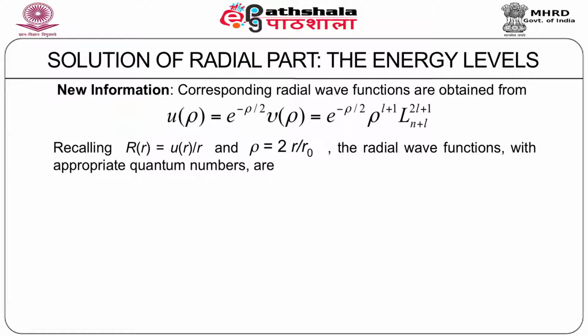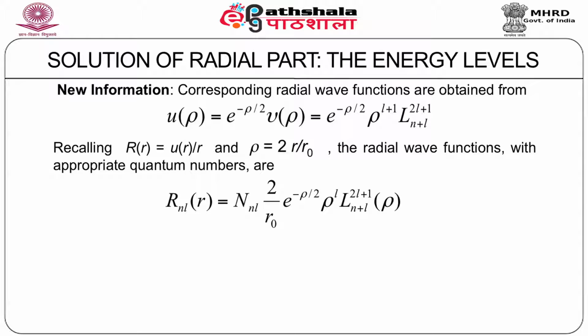to the power minus rho by 2 v(rho), which turns out to be e to the power minus rho by 2 rho to the power l plus 1 and the Laguerre function. Now, recalling R equal to u(r) by r and rho equal to 2r by r0, the radial wave functions with appropriate quantum numbers are written on the screen.